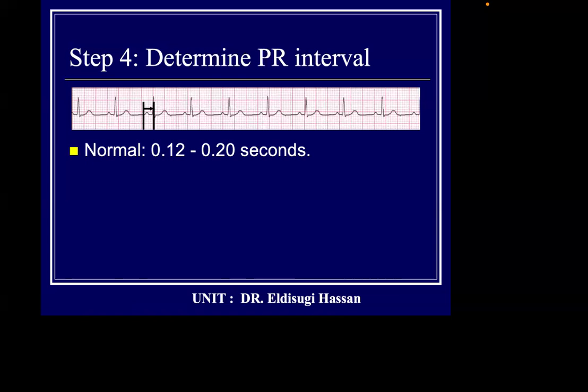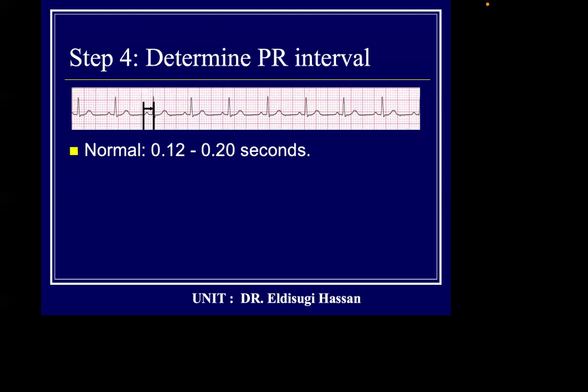Short PR interval, you see it in what conditions? In Wolff Parkinson White syndrome, you see a short PR interval because we have an accessory pathway that bypasses the normal conduction, and the electricity from the atria jumps to the ventricles through this accessory pathway. This is called Wolff Parkinson White syndrome, and you will assess this later, in the coming lectures.